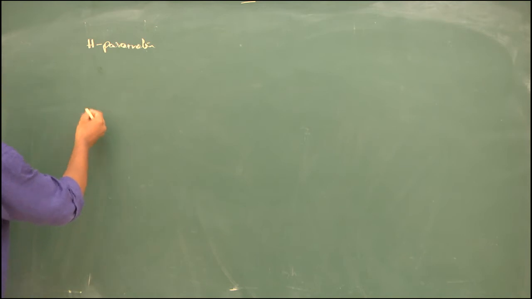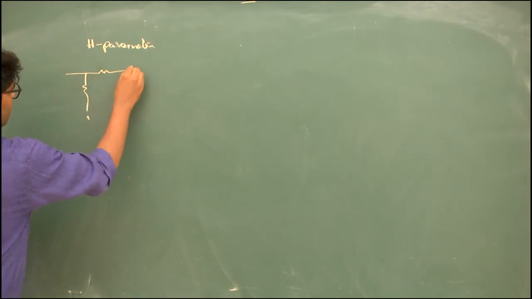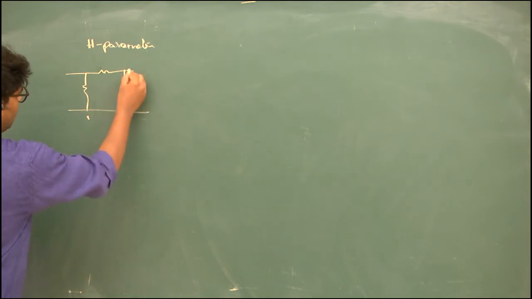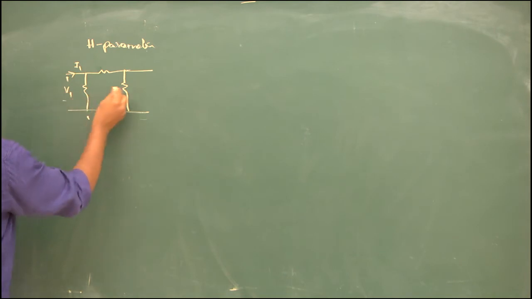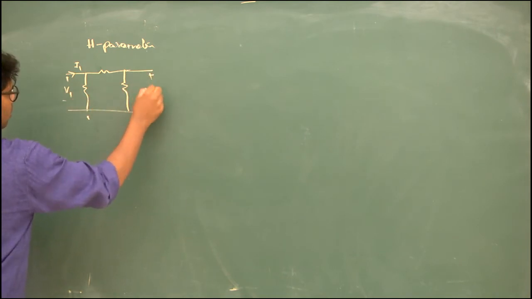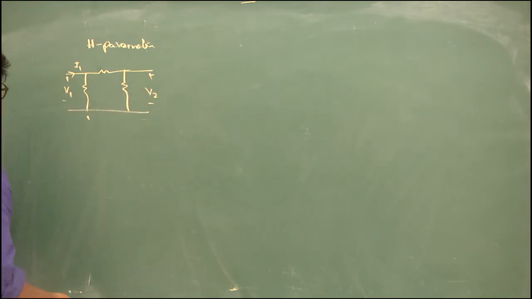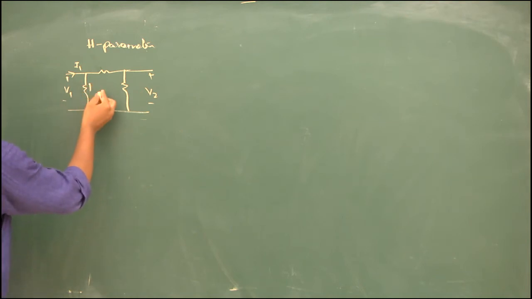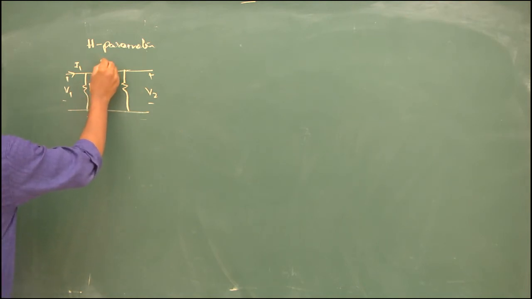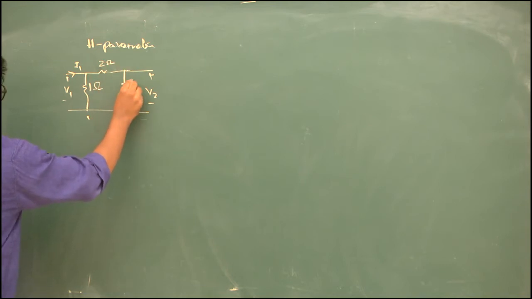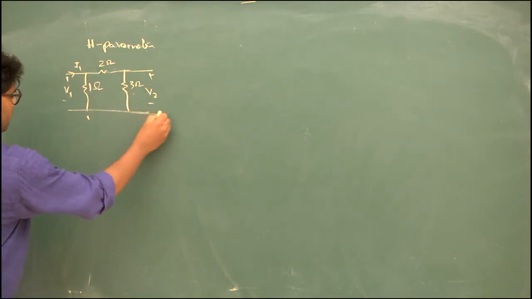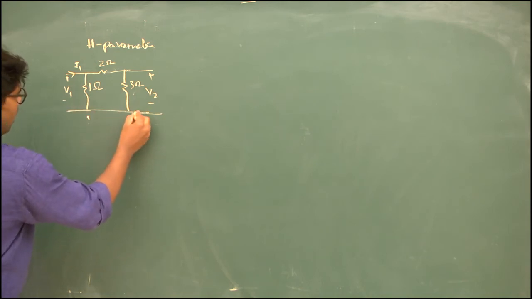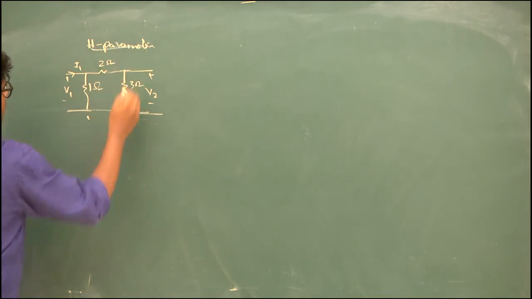So the pi circuit we are having. This is the pi circuit I am taking. This is the input I1, V1 and V2, I2. And now let us take this as 1 ohm, this as 2 ohm and this as 3 ohm. This is the pi circuit I am taking. Now for this pi circuit I want the H parameters.